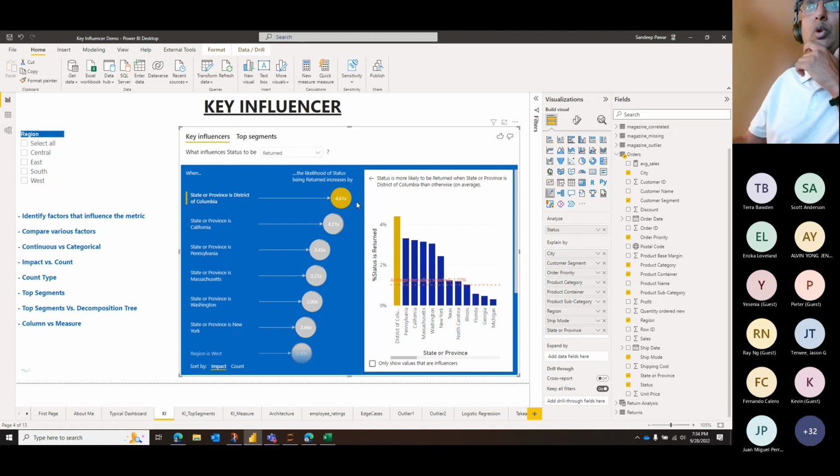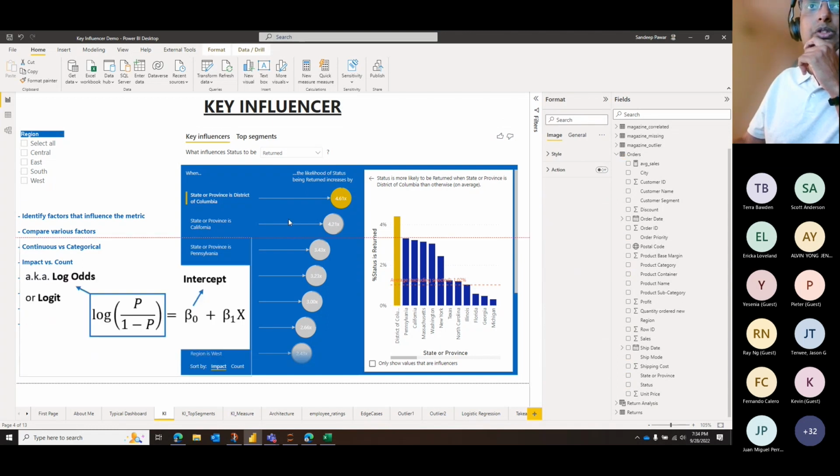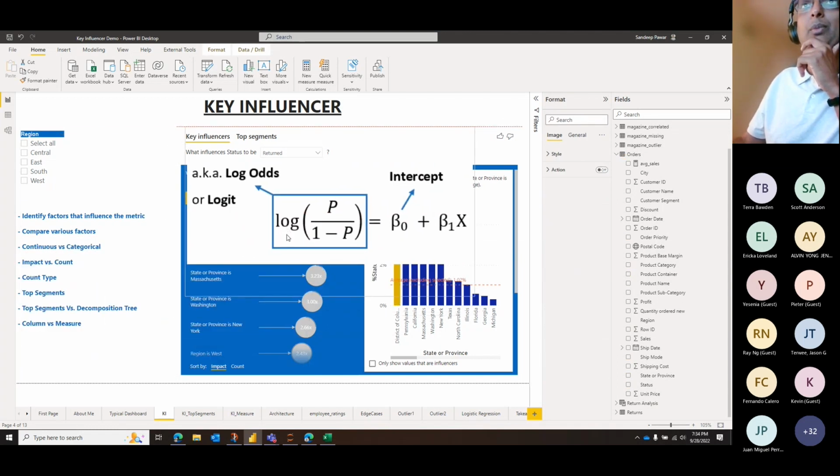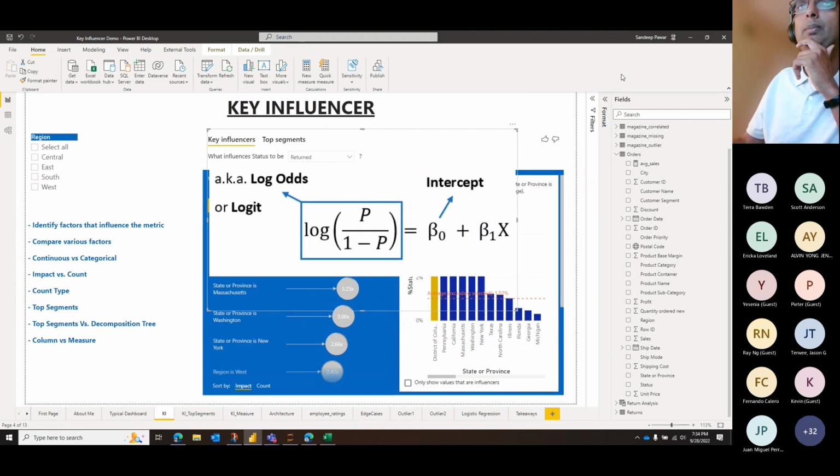So where does this 4.61x come from? And here is one of those times that I'm going to have to explain with a little bit of equation here, and we'll keep this thing simple.